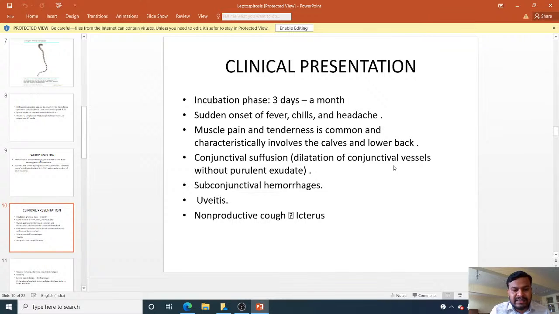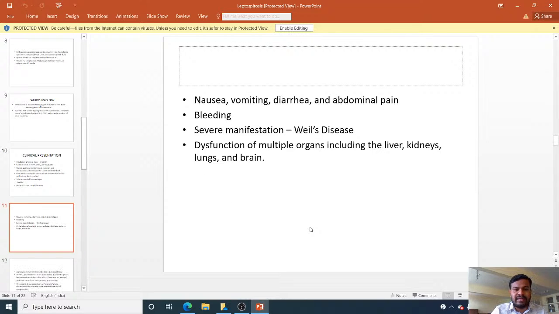There will be conjunctival suffusion and dilation of the conjunctival vessels, with purulent exudates. So you should also look for conjunctival injection, the dilatation of the conjunctival vessels. There can be exudates also, and subconjunctival hemorrhages should also be looked for. It can present with uveitis. There can be a non-productive cough, and icterus. So you should be looking for all these symptoms.